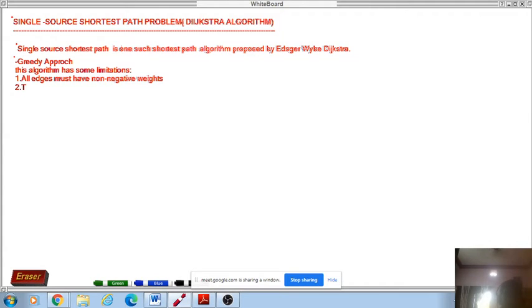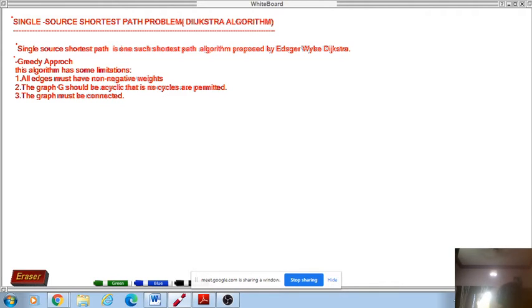Second point, the graph G should be acyclic. That is, no cycles are permitted. These are the limitations. Third point, the graph must be connected. There should be a connected graph.